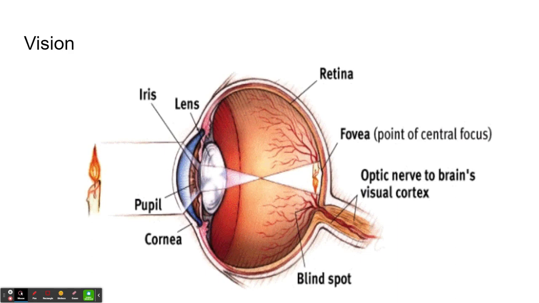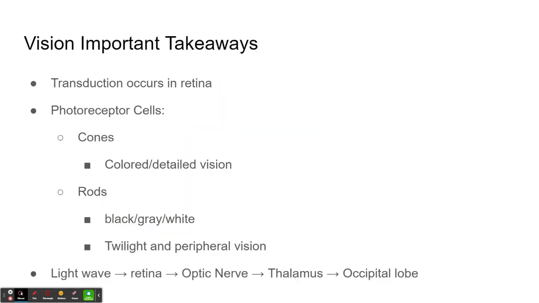Your fovea is the center of your retina where your cones are clustered, and where the optic nerve connects with your retina, there is a blind spot because there are no photoreceptor cells there. Important takeaways from vision: transduction occurs in the retina. You have two types of photoreceptor cells: cones, which are responsible for your color vision and your detailed vision when there's lots of light and it's bright.